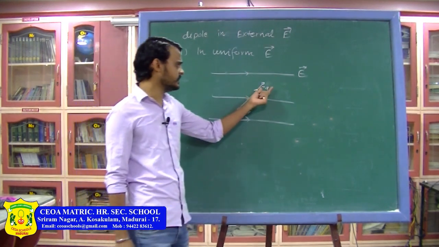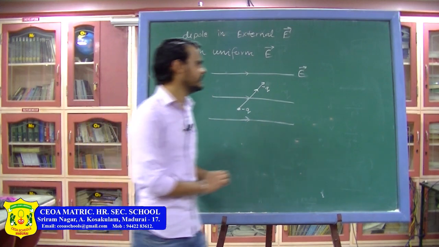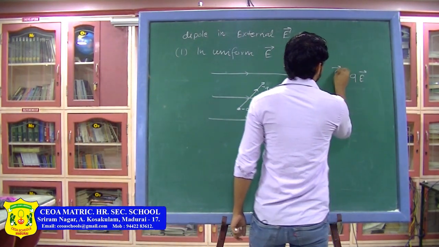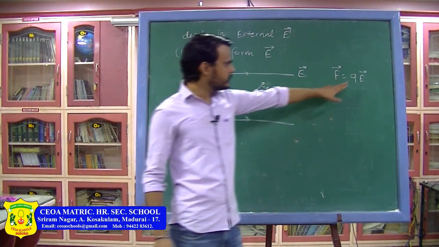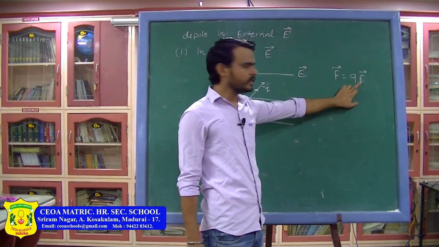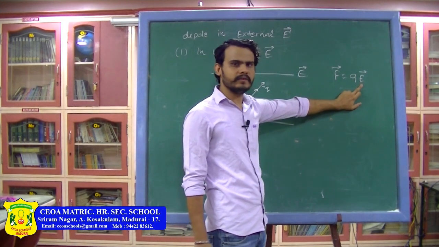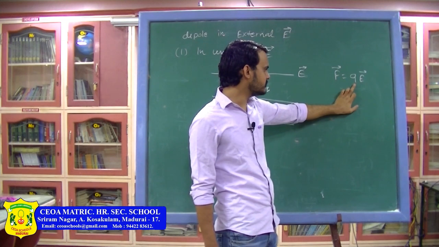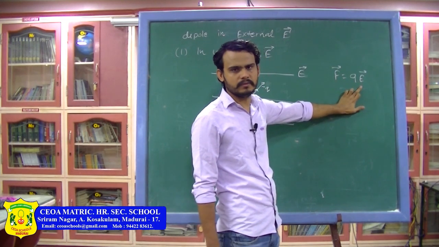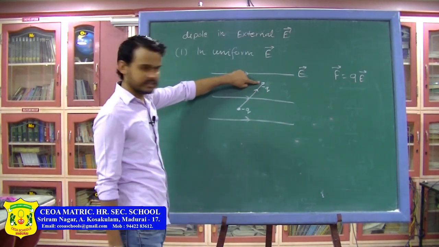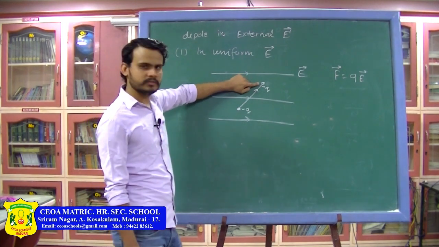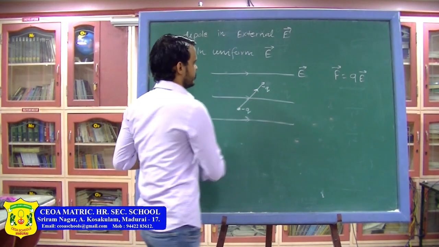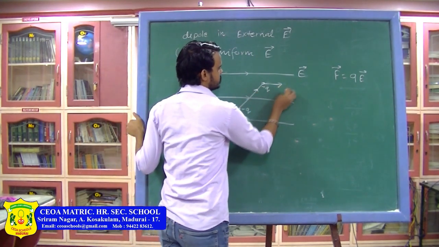As we have seen in earlier classes, the force on a charge in an electric field can be written as F equals Q into E, where Q is the charge and E is the electric field. If the charge is positive, force and electric field will be in the same direction. If the charge is negative, force and electric field will be in opposite directions. So here this charge is positive, so the magnitude of the force on this charge will be Q into E and the direction will be along the electric field. So the direction of the electric force is in this direction, which is Q into E.